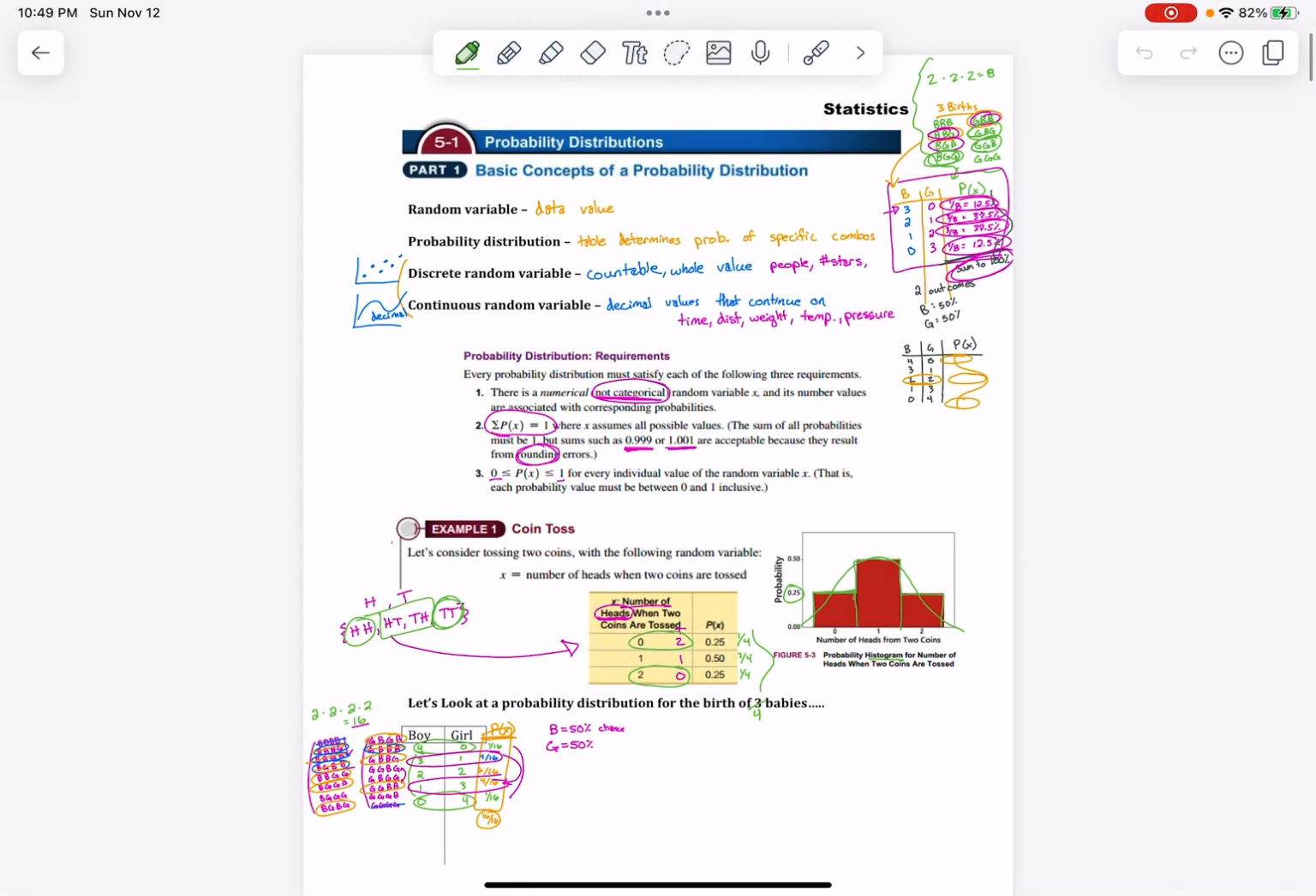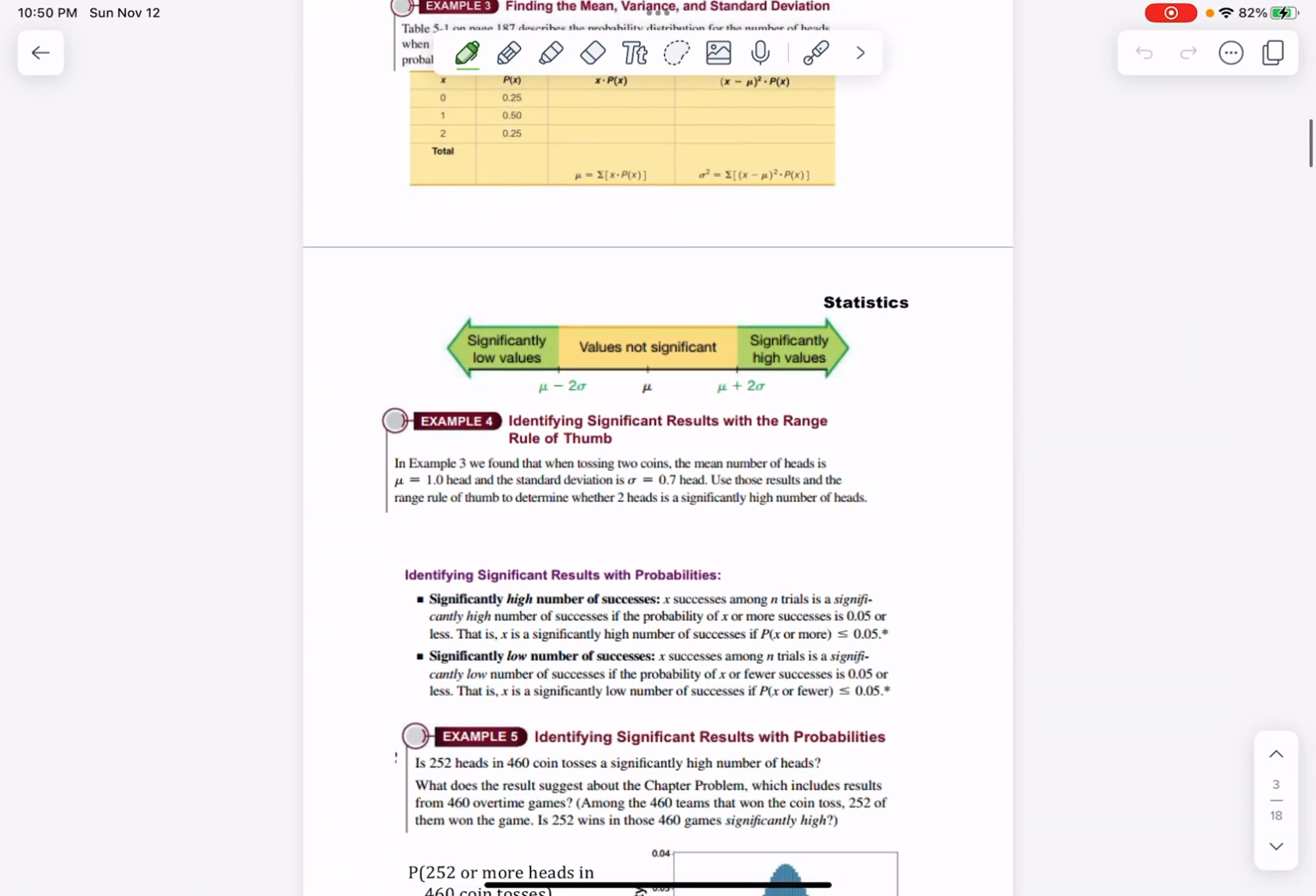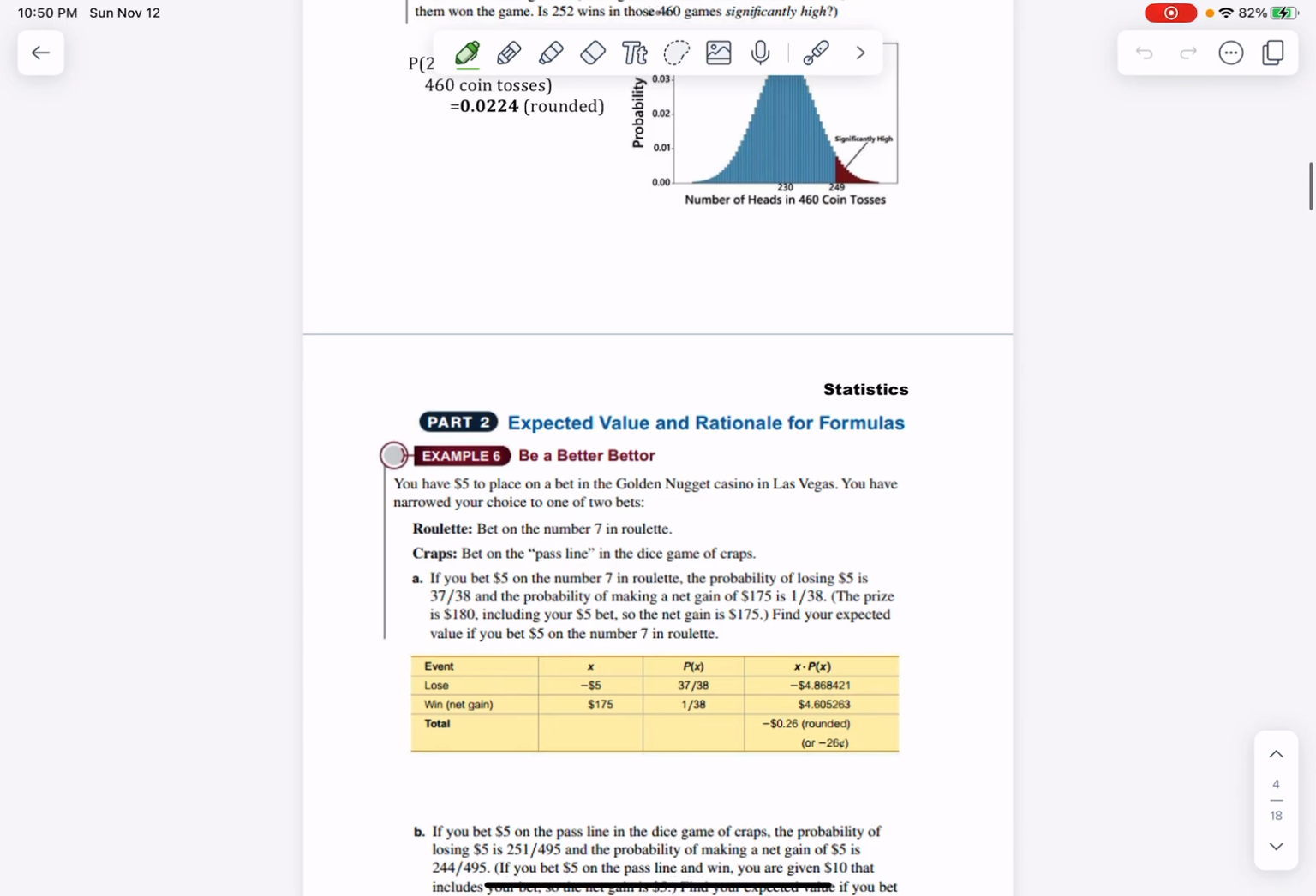Okay, stats kids. I'm not here today. I have meetings today, but we're going to continue on 5-1 notes. We won't finish them today, but we'll get a little bit further along. I want to get to, let's see, right before part 2.